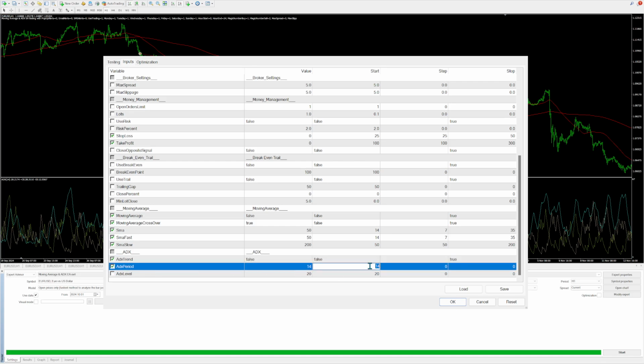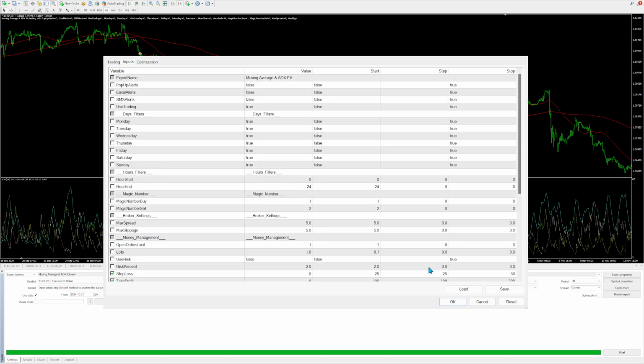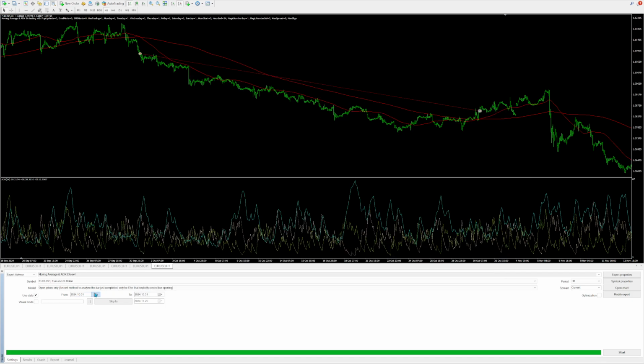ADX period, let's do 14, 7, 35 again. And the ADX level, we can do 0, 10, 20. Close opposite signal, true or false as well. So we've chosen a few things we want to optimize by checking these boxes and choosing the values we want to optimize. We can optimize, let's say, the last year, open prices only because it's quicker. We can always switch to every tick afterwards. Click the optimization box and hit start.